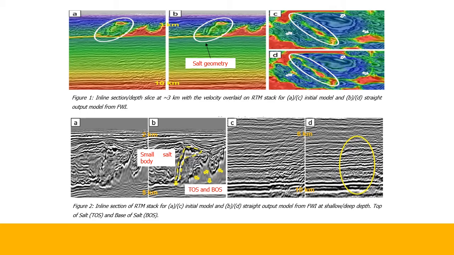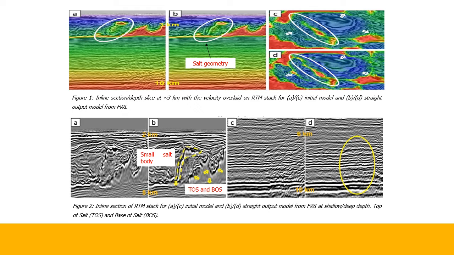Okay, now as you can see here, there are several figures. Figure 1 is an inline section, depth sliced at 3 km, with velocity overlaid on the RTM stack. For figures 1A and 1C, it's the initial model, and 1B and 1D are the output model from FWI. But for figure 2, we have the inline section of the RTM stack, where A and C are the initial model, and B and D are the output model from FWI at shallow and deep depth. Okay, let's observe the figures one by one.